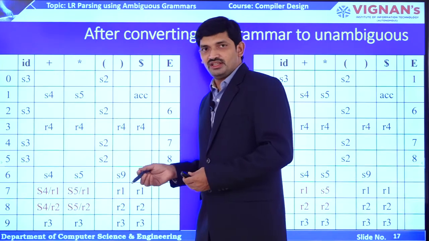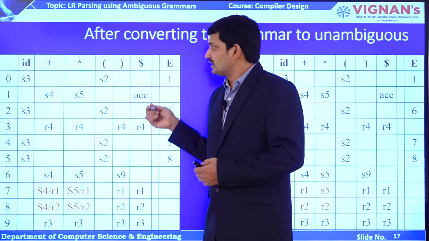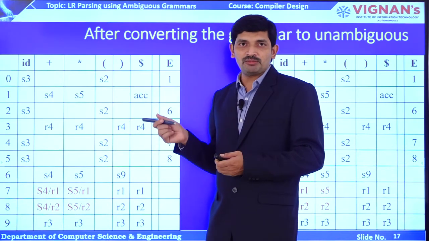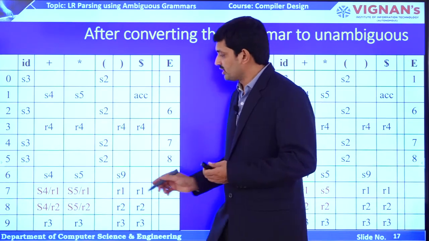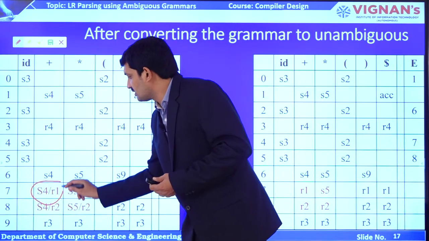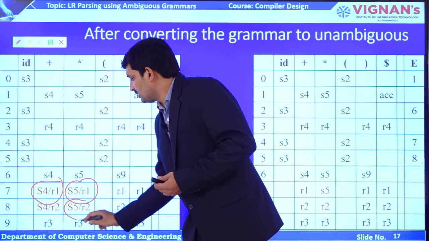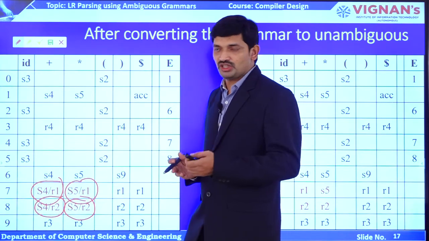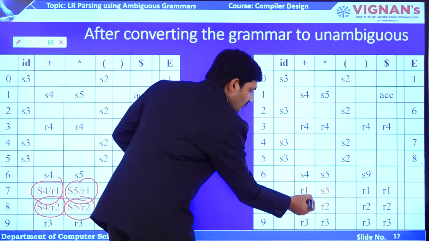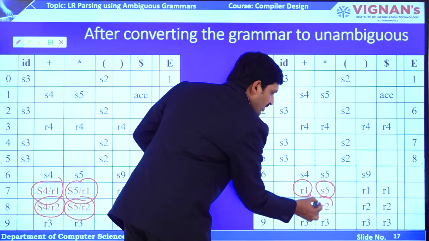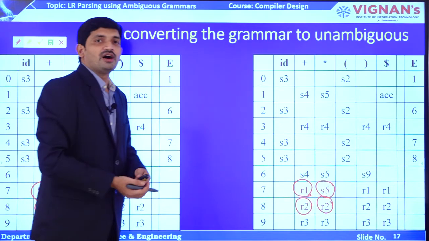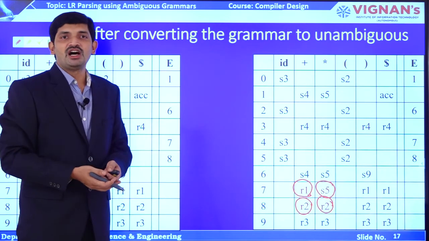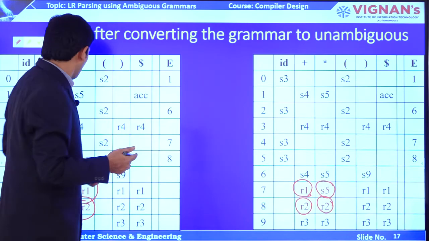Here you can see we compared both the parse tables. This is the parse table before we convert the grammar into unambiguous, or before we apply the precedence or associativity rules. Here you can clearly observe the SR conflicts in the I7 and I8 states. But after applying the precedence and associativity rules, we resolve the SR conflicts and we get either the reduce operation or the shift operation. This is possible because of applying the precedence and associativity rules to the given ambiguous grammars.